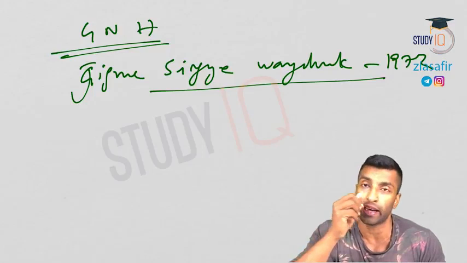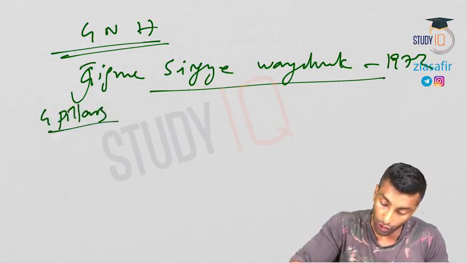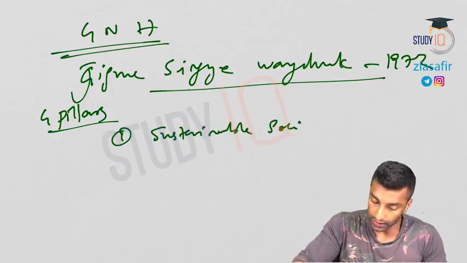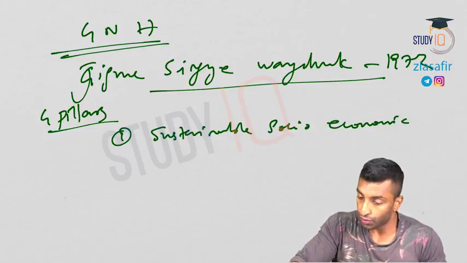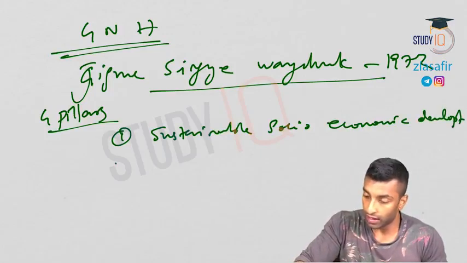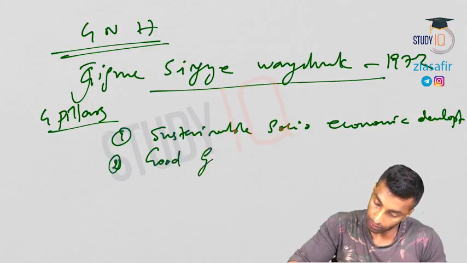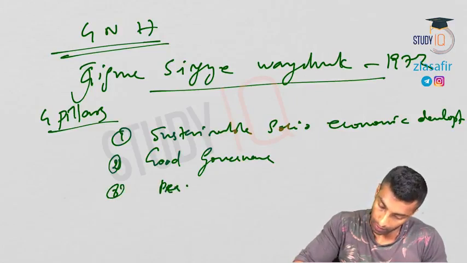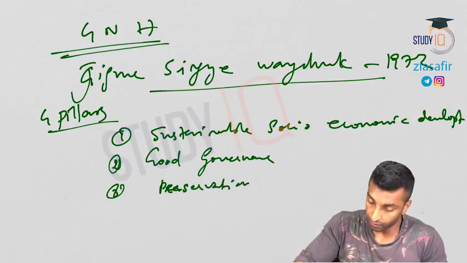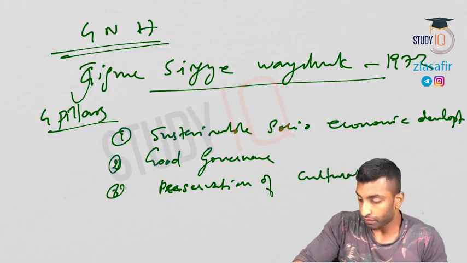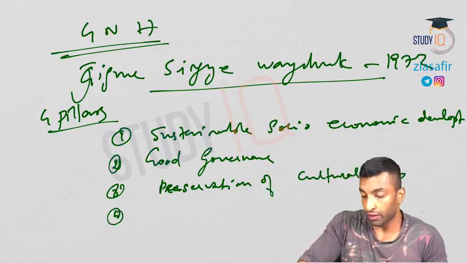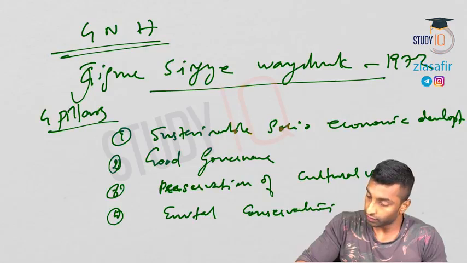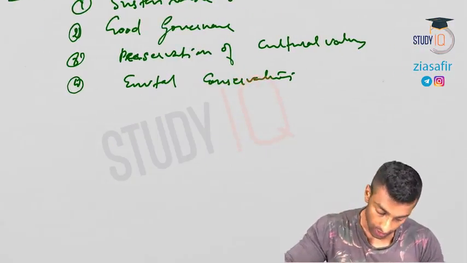I don't want to talk about the indicators. I'll talk about the 4 pillars. So 4 pillars. 1. Sustainable socio-economic development. Second one, good governance. Third one, preservation of cultural values. Fourth one, environmental conservation. Okay, so these are the 4 pillars.